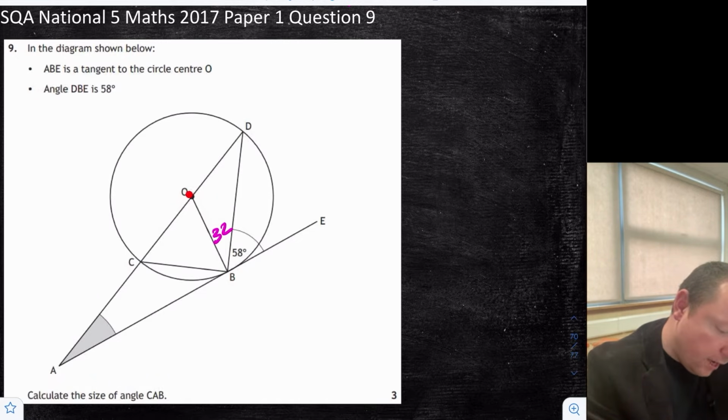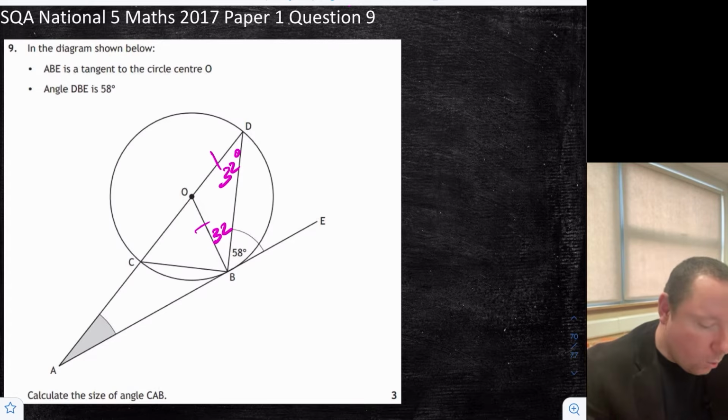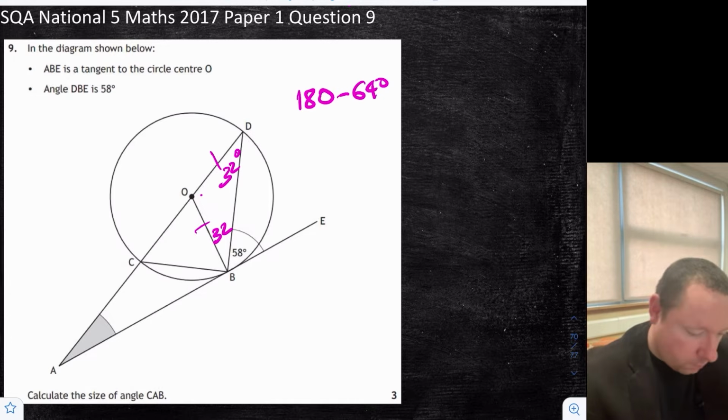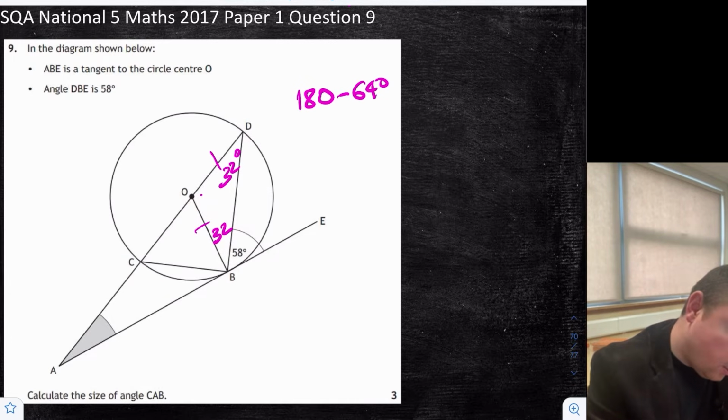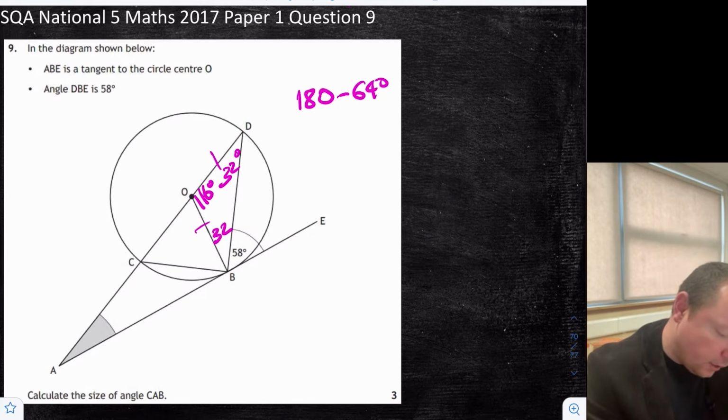And now that's an isosceles triangle here. So that is also 32 degrees. And now we can add up with two 32s to make 64. 180 minus 64 to get this one here is 116. So now angles on a straight line add up to 180. So 180 minus 116 gives me 64.